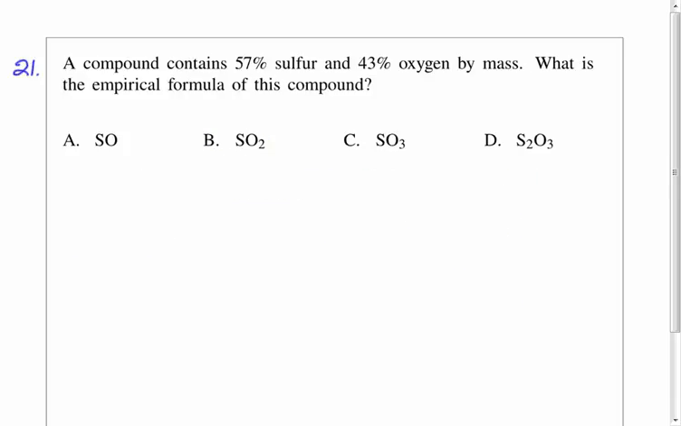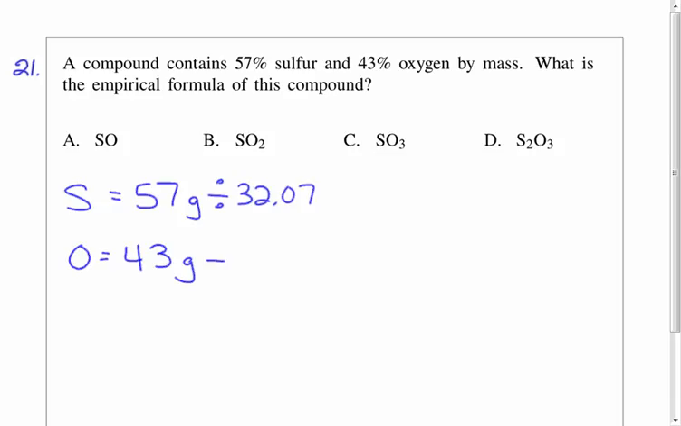For number 21, we again have sulfur and oxygen. Sulfur this time is 57%, so we have 57 grams. Oxygen is 43%, so 43 grams. We'll divide by those same molar mass values. We won't have to look them up again. This will get us the number of moles that we can compare. We have 1.777 for sulfur and 2.687 for oxygen.